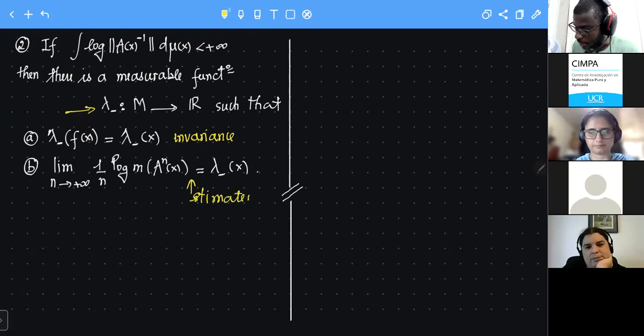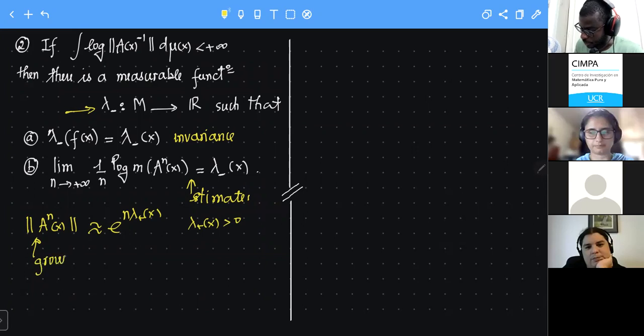So basically what I'm saying is that the norm of A^n of x, as n is large, is approximated by e to the n lambda plus of x. So if for some reason you know that lambda plus of x is positive, this means that this norm grows exponentially. And if lambda plus of x is negative, then it decays exponentially. And if it is 0, this matrix is like a rotation.